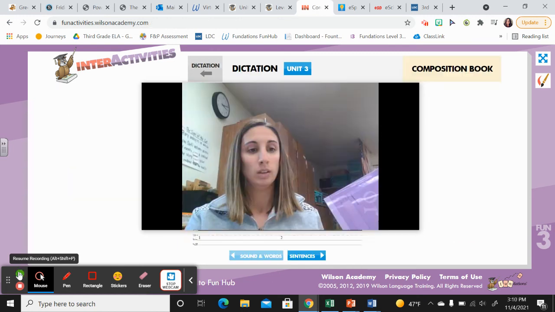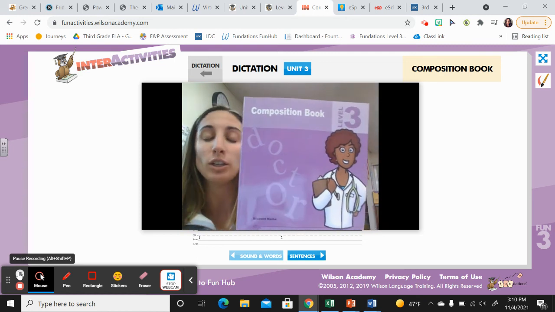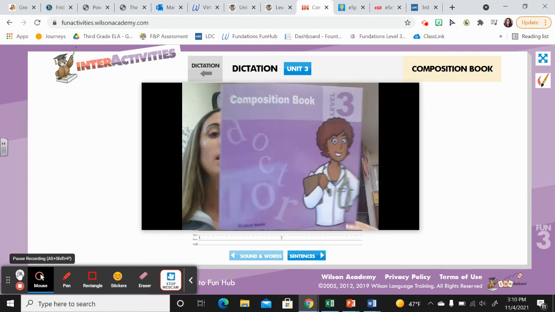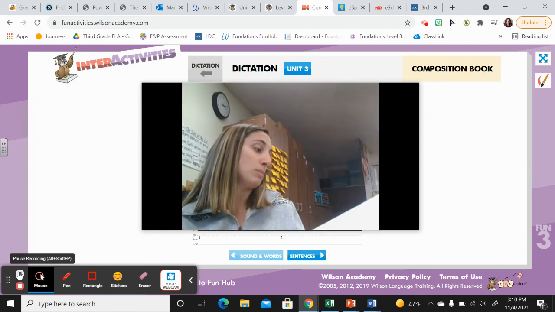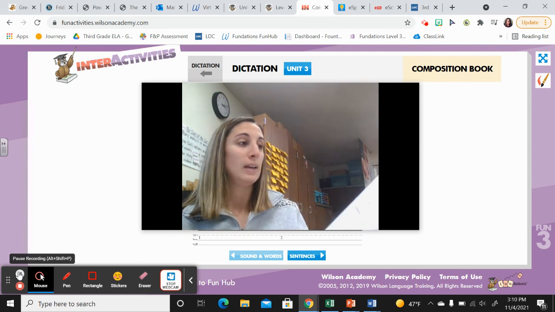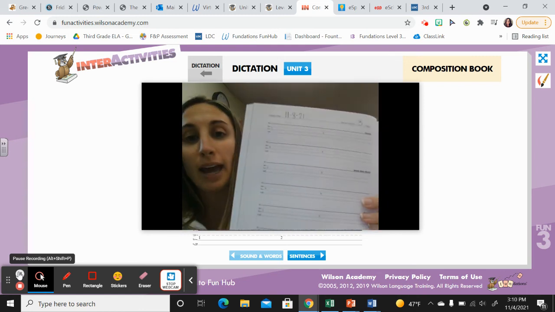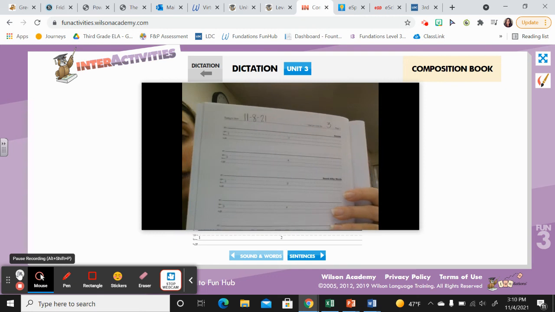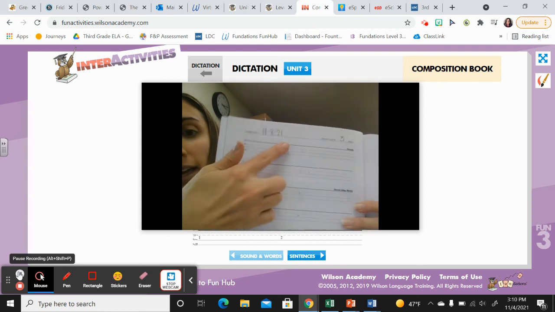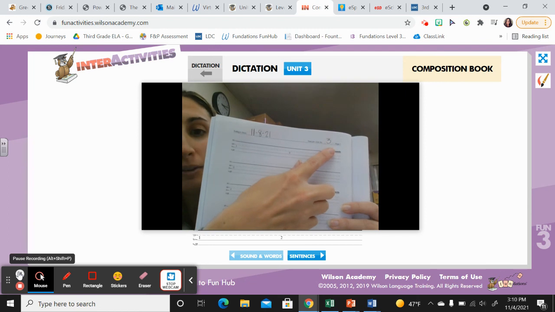Very nice work. Okay, now we're going to go ahead and get serious and take our Unit 3 assessment for Fundations. So get out your composition book, please. And the page that you need to flip to is page 64 and 65. Again, that's page 64 and 65. And at the top of 64, you want to make sure you have the correct date, whatever date that is. And then test for unit number, please put a 3 right there.